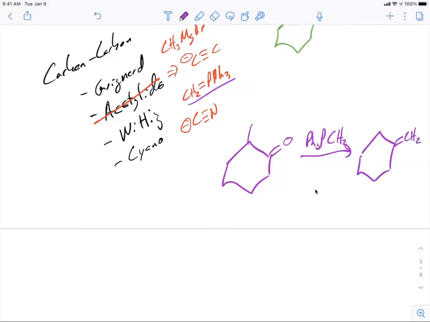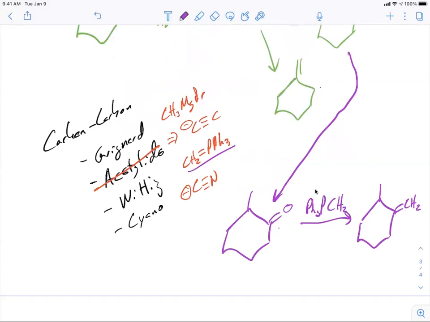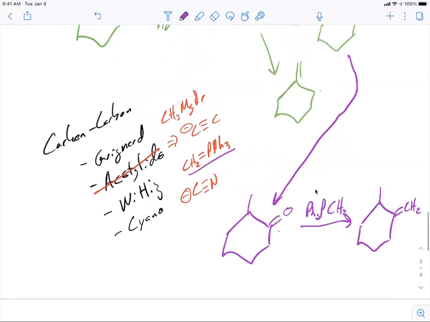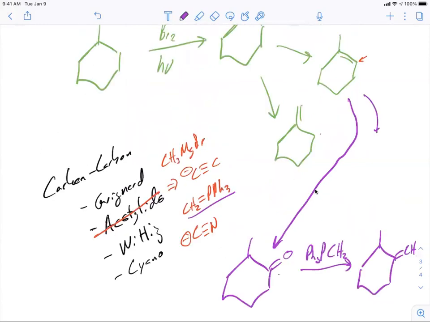So is there a way to get from this alkene to that alcohol, to that carbonyl? Well, yes, I could potentially take that to this, right? The anti-Markovnikov alcohol, and then I should be able to take the anti-Markovnikov alcohol to the ketone.